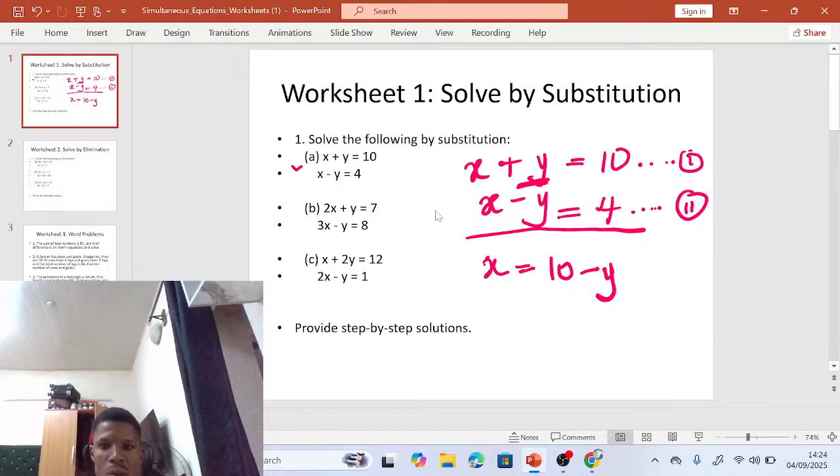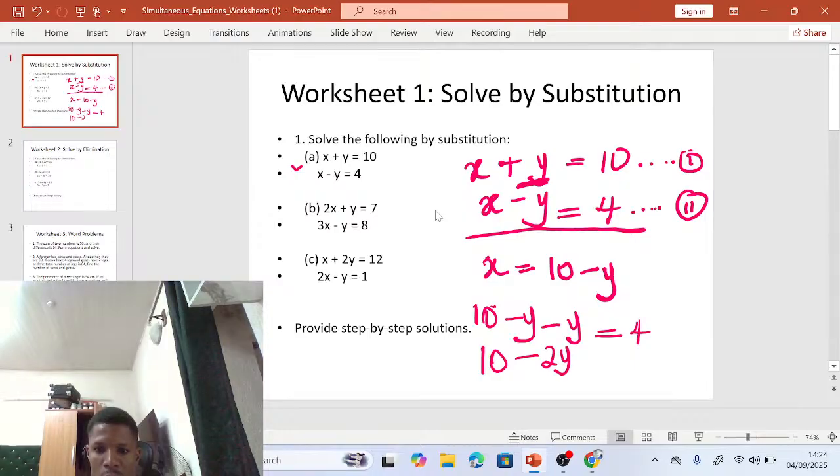Our equation 2 is that x minus y is equal to 4. So instead of writing x, I'm now going to write 10 minus y, then I have minus y, and that's equal to 4. Then 10 minus y minus y gives 10 minus 2y, and that's equal to 4.